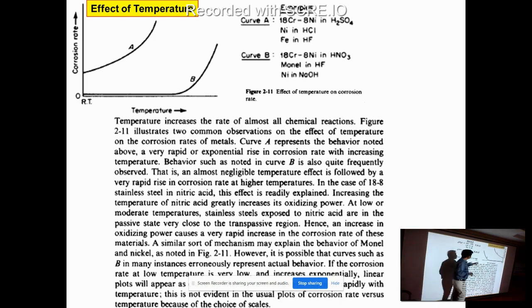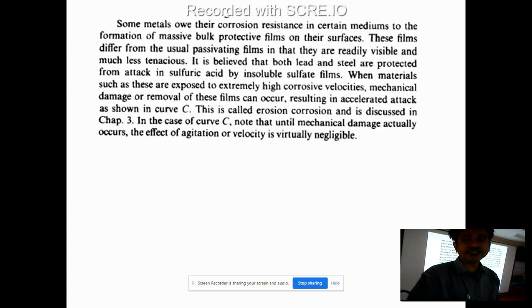Fine. So what is case B? Case B is, if I increase the temperature, there will be passivity, but after a certain temperature the oxide layer is gone and then the corrosion rate will be more. The examples are chromium, nickel, and nitric acid. Understood? So this is the effect of temperature.